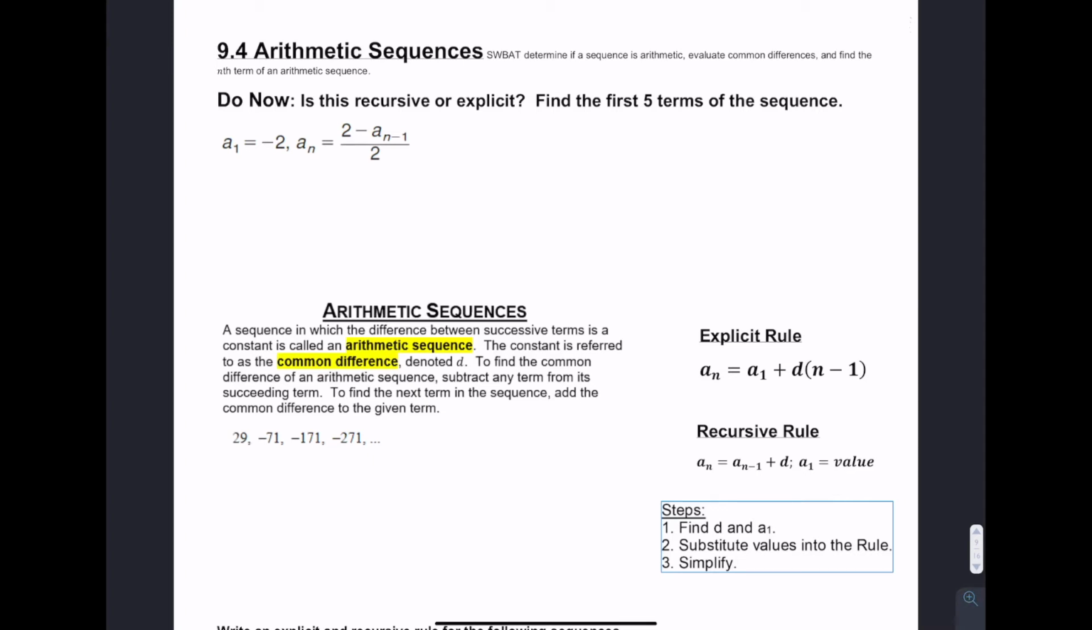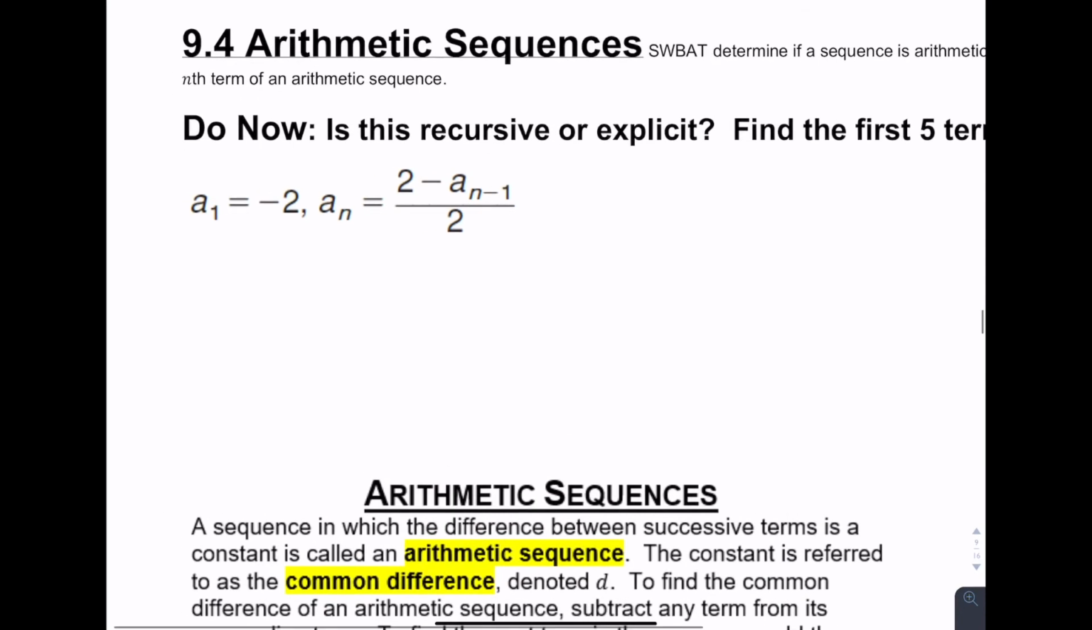All right, ladies and gentlemen, today it's 9.4, arithmetic sequences. So, quick little do now. Is this recursive or explicit? Well, if we notice, we have an initial term that they gave us, and then you see an n minus 1 immediately. So this is recursive, okay?